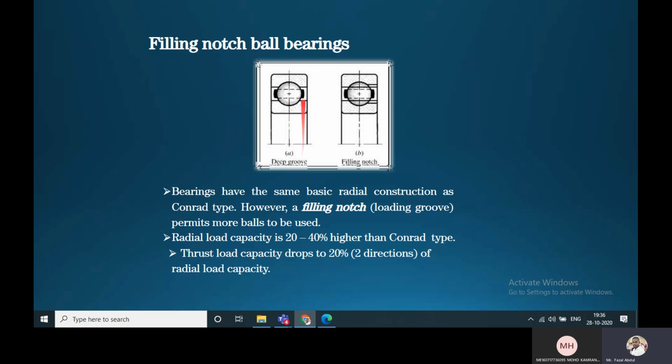See here, this is a deep groove ball bearing, and this is a filling notch bearing. What is the difference here? One notch is made here. So with this notch, we can insert the balls easily.